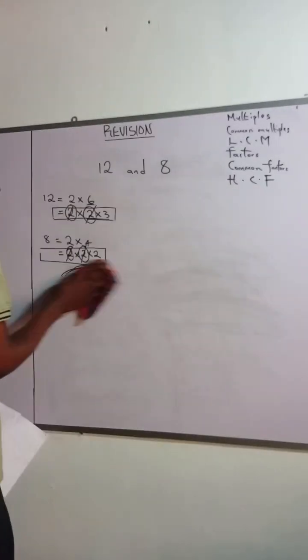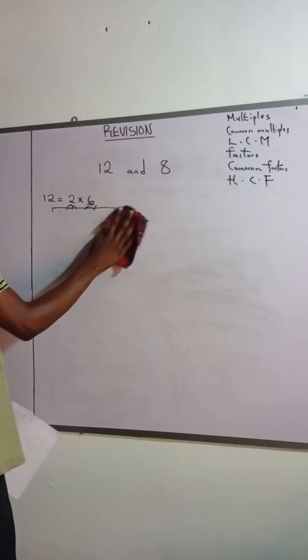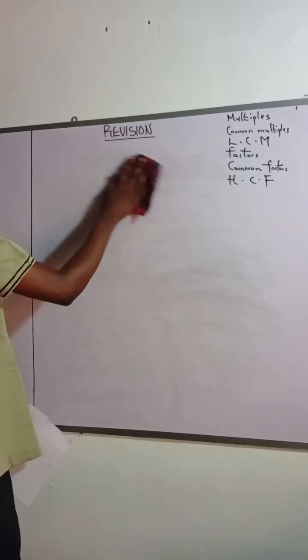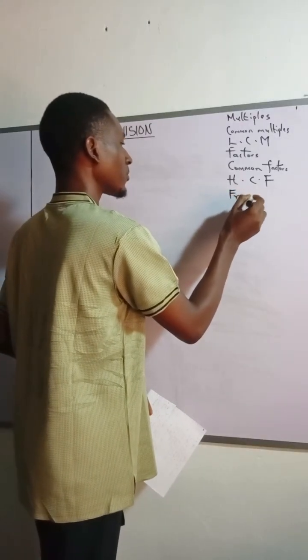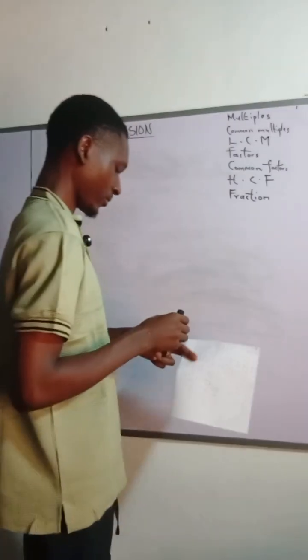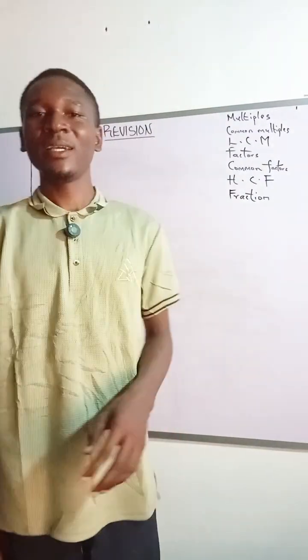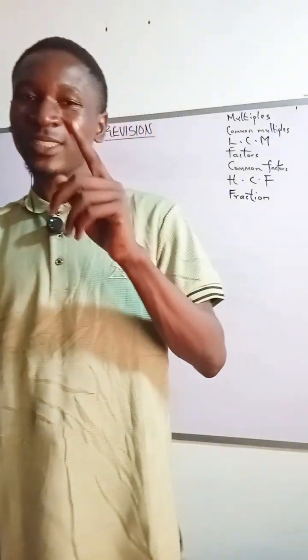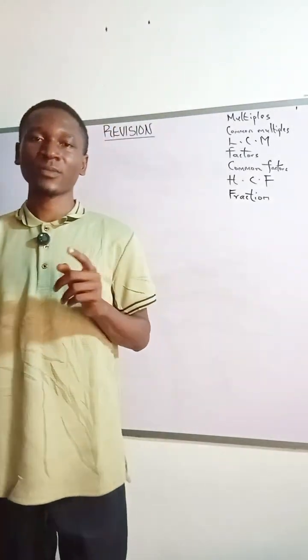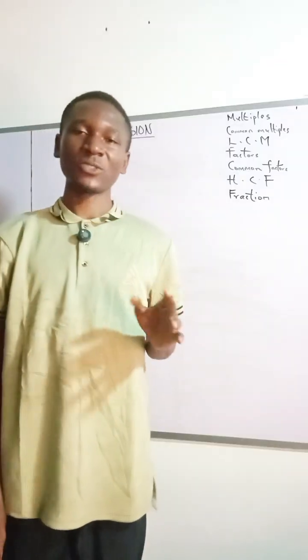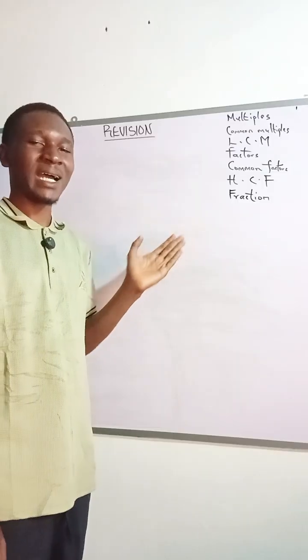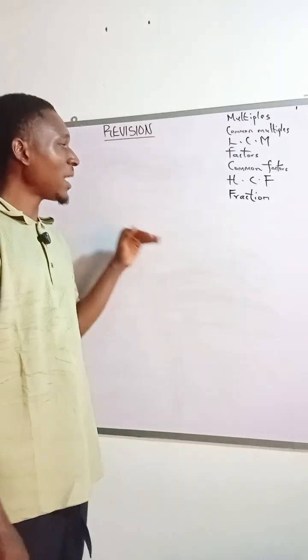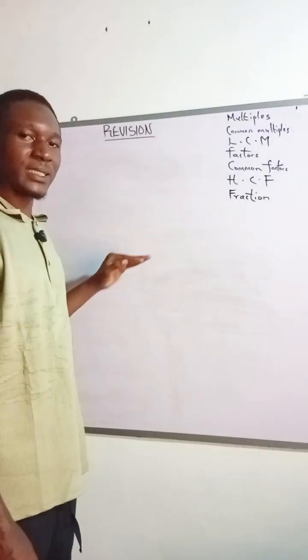I need you to also do a serious revision on your fractions. Yes, on your fractions. What did I tell you a fraction is? I told you a fraction is a term that is being used to represent part of a whole. A fraction is used to represent what? Part of a whole. And it always has a numerator and a denominator. The number at the top is the numerator, while the number at the bottom is the denominator.